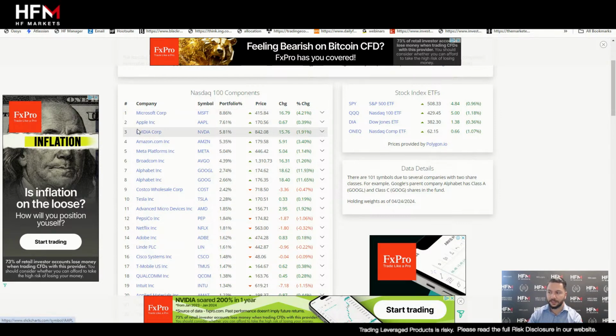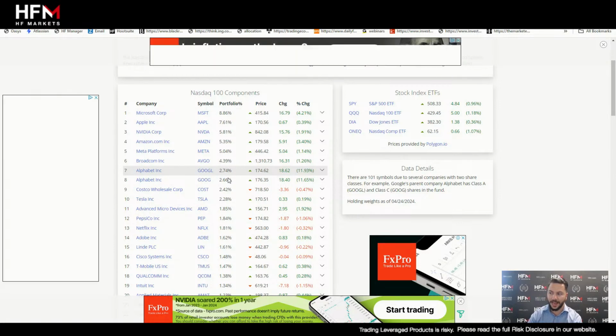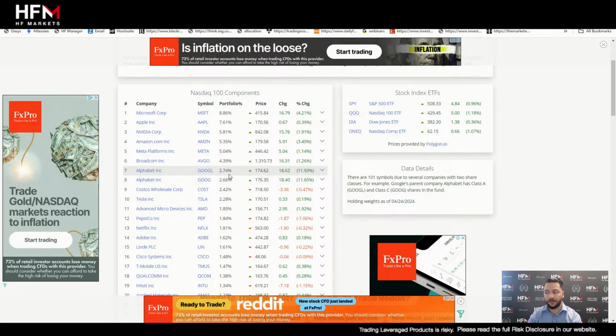If we look at the second and the third and the fourth most influential, what you will notice is that if you look at Alphabet, excuse me, Alphabet has two stocks. Alphabet has the stock class A, stock class B, stock class C. Now, two of those stocks are within the index. If you add these two together, we're looking at more than 5%. So actually, Alphabet is the fourth most influential stock.